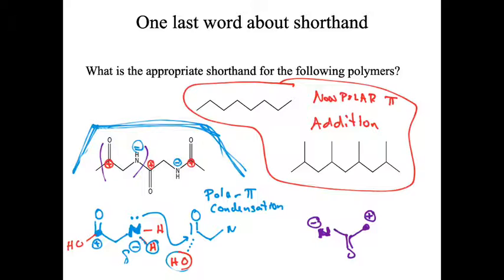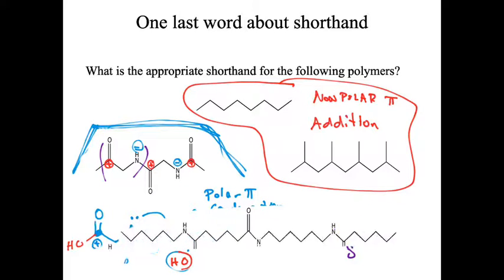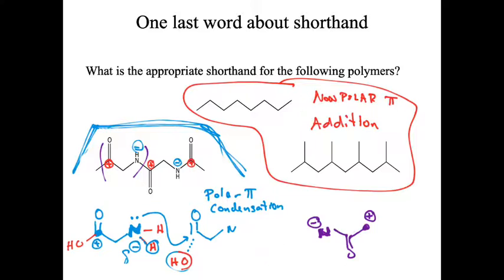I couldn't do that with the addition polymer. Why? They were non-polar, so I can't see those charges building up in the backbone. I can see it in this case because it's a polar backbone. Make sense? So a lot of what you're trying to do is find that shorthand, because once you have that shorthand, you can predict something about what your individual polymer or monomers are. Okay? Let's take a look at, I didn't mean to erase the condensation, so let's try that again.